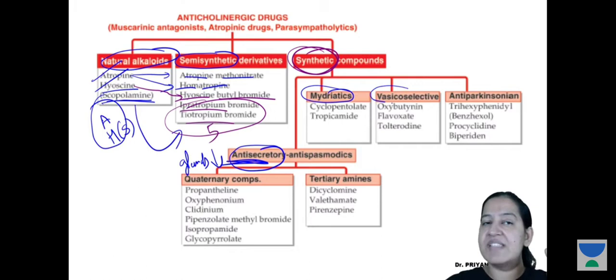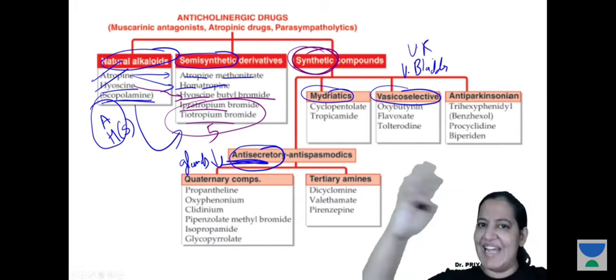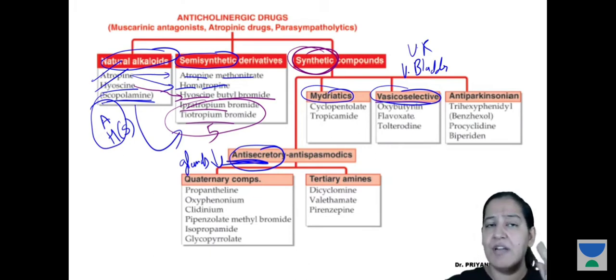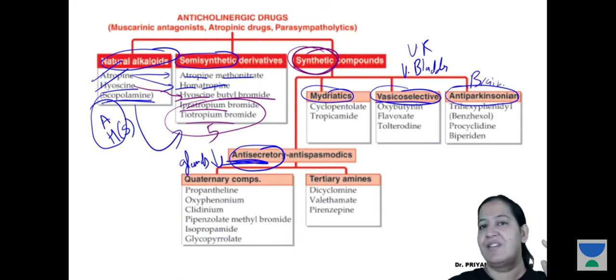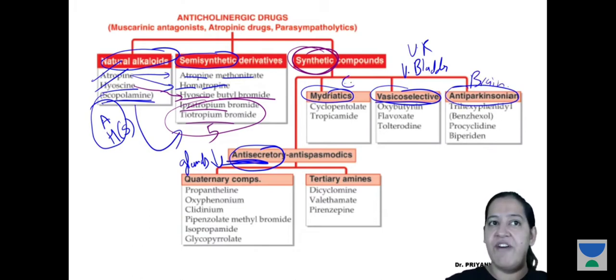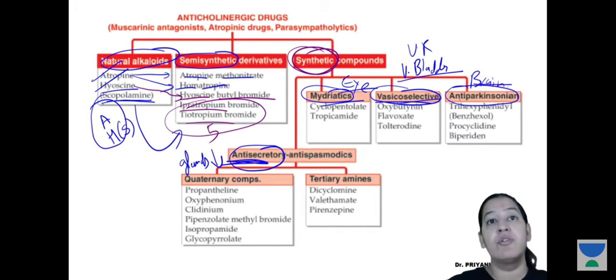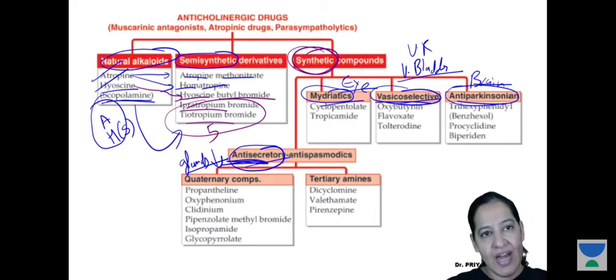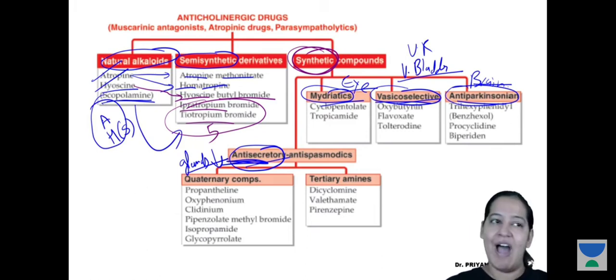Some of them are vesicoselective. They act on the bladder, urinary bladder, and they cause urinary retention. They just dilate the bladder and constrict the sphincter. So they cause urinary retention. So these are vesicoselective. They act on bladder only. And some of them act on brain only. And they are anti-Parkinson drugs. So depending on the organ, the one which acts on eye are mydriatics. The one which acts on urinary bladder are vesicoselective. The one which acts on brain, those are anti-Parkinson's. And the one which acts on glands, these are anti-secretory. So their action is also hidden in the name. So you have to learn the name.